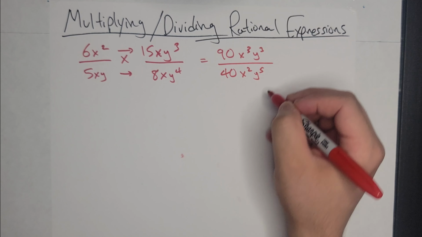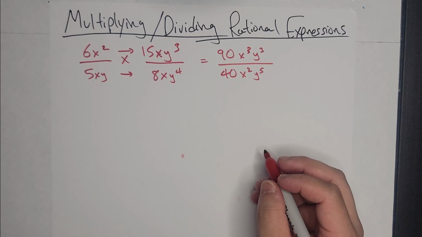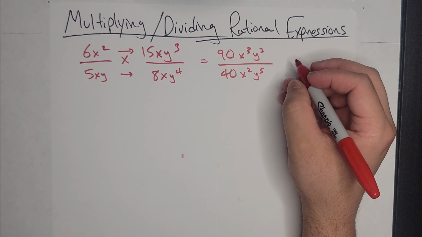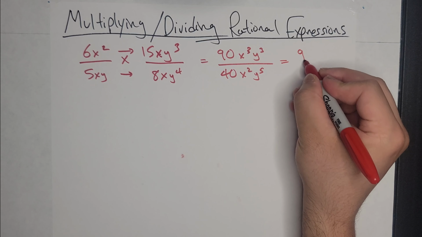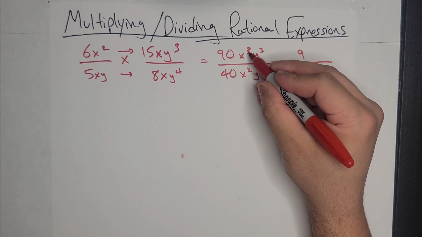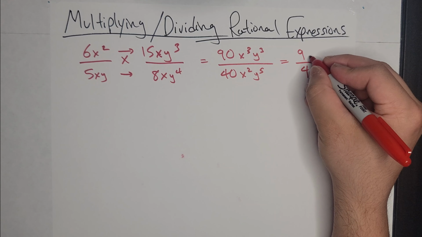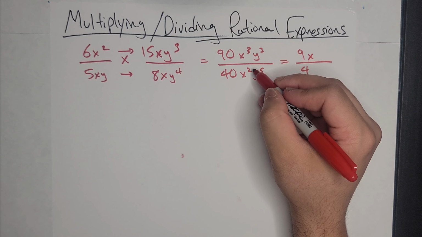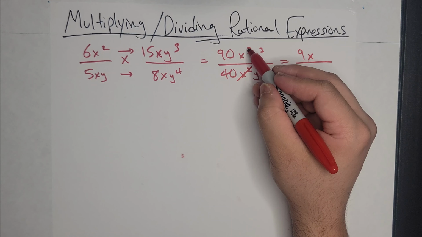So now we remember how to factor things out. So I know that 90 over 40 is the same as 9 over 4. And then x to the 3 divided by x to the 2, the exponents will subtract, so I'm left with x to the 1 in the numerator, so that'll cancel. I'm left with x. These two will cancel.